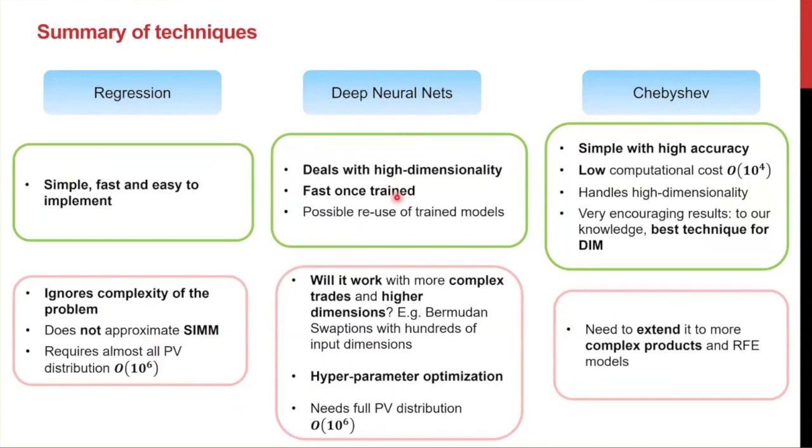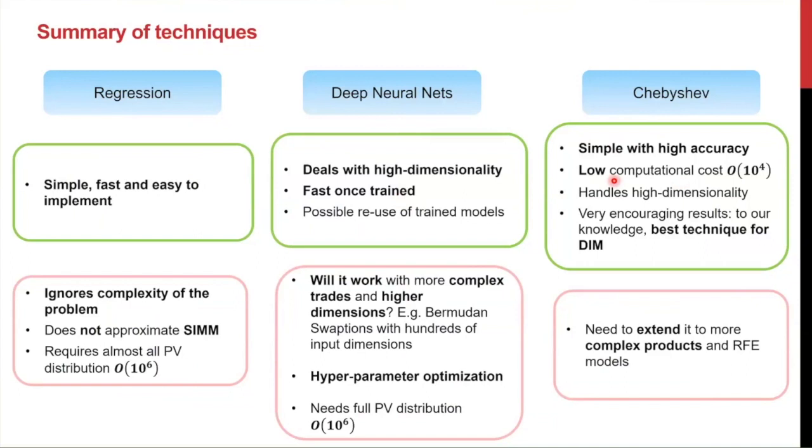The main question that I would have is, what would happen if we incorporate more complex trades? As the dimensionality increases, in particular, what would happen if multi-asset options were considered with hundreds of inputs, hundreds of dimensions as an input to the DNN? I suspect hyperparameter optimization will be an issue. Always hyperparameter optimization can be an issue with these kinds of techniques. And also, as part of the input, the PV distributions were used. So the question is whether we can do without them to reduce the complexity of the deep neural net.